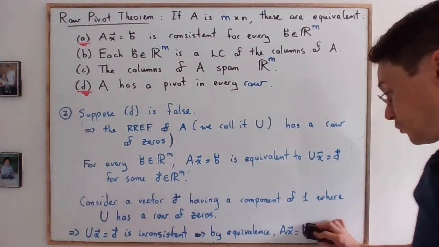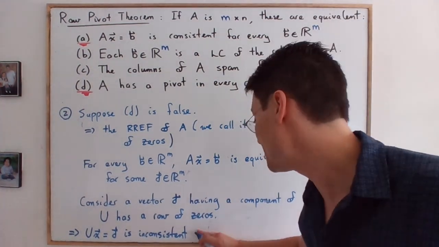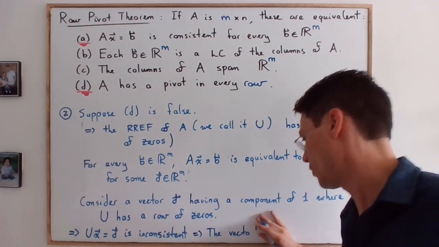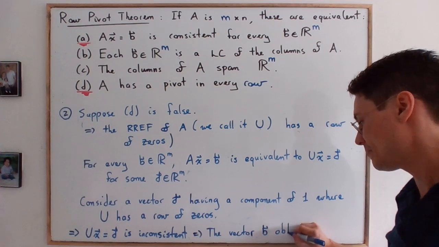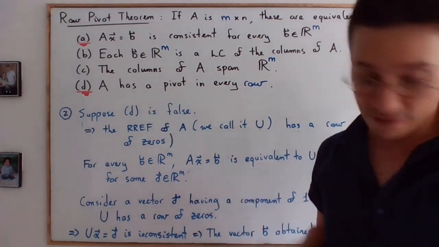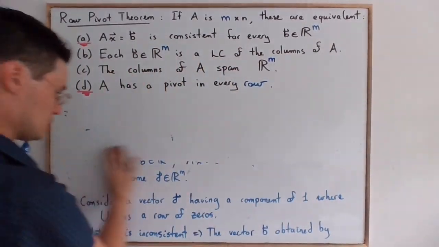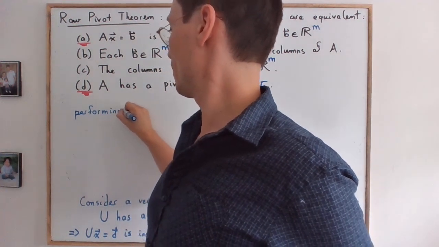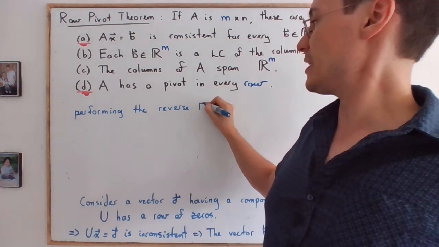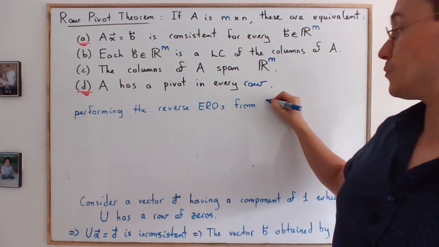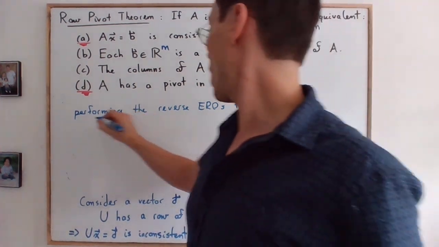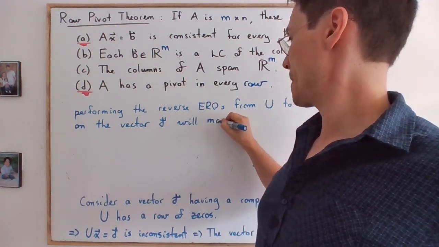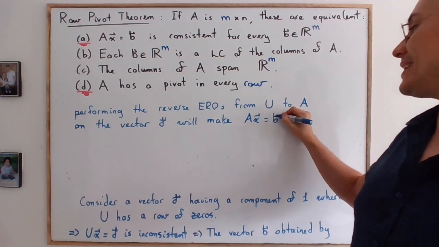Or actually, let's just say that the vector B obtained by, and now I have to unfortunately erase the first couple of steps here, by performing the reverse EROs from U to A, on the vector D, will make AX equals B inconsistent.